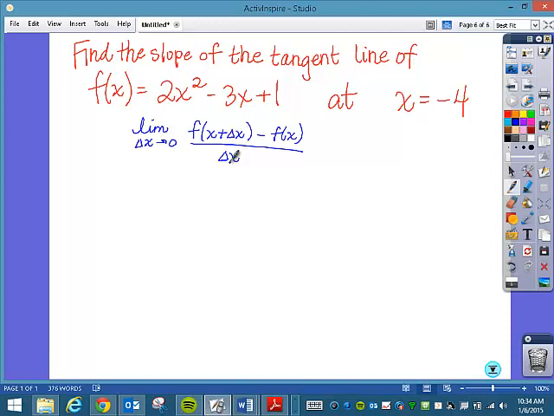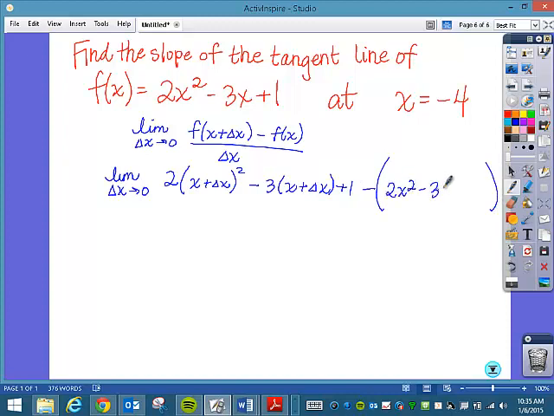So you are going to take x plus delta x and you're going to plug it into x right here and x right here. So you're plugging into both of those x's in this original. So the limit as delta x approaches 0 of 2, and then in parentheses x plus delta x squared minus 3 times x plus delta x plus 1. Then we're subtracting, so you gotta put it all in parentheses. We're subtracting the original function f of x, so minus 2x squared minus 3x plus 1. All of that is over delta x.